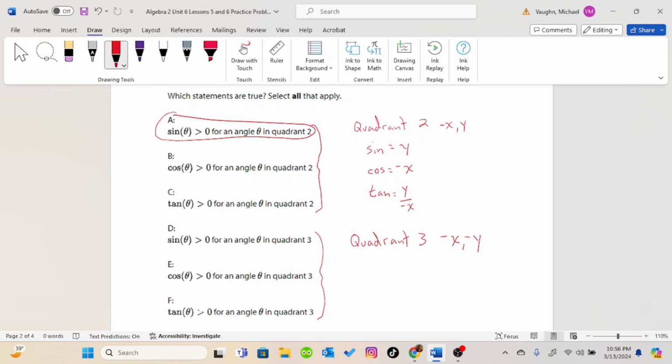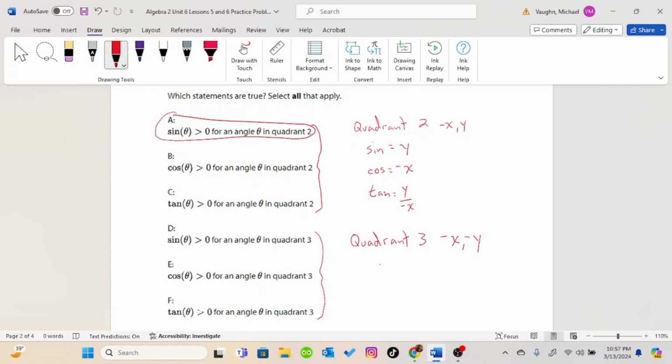B says cosine is greater than 0, which means cosine is positive. That's not true. Cosine is negative x. And C says tangent is greater than 0, which means it's positive, but tangent is y divided by negative x, and a positive divided by a negative is a negative. So A is the only correct choice out of the first three.